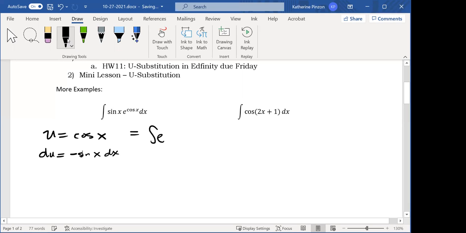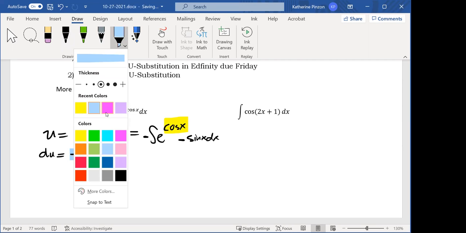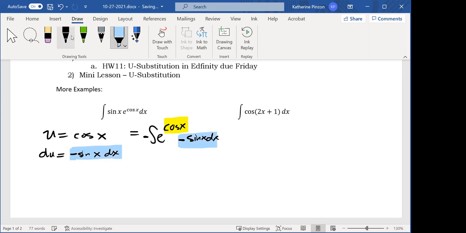I'm going to rewrite this and I'm going to put the sine at the end with the dx. Do I have everything I need? I need a negative, right? I need this negative. So if I put a negative inside here, what do I have to put in the front? A negative, right? I want to keep the integral the same. Remember, you can only stick in numbers. So I stuck in a -1 on the inside, which means I have to put a -1 on the outside. So this guy, cosine x, is my U. This guy, negative sine x dx, is my du.